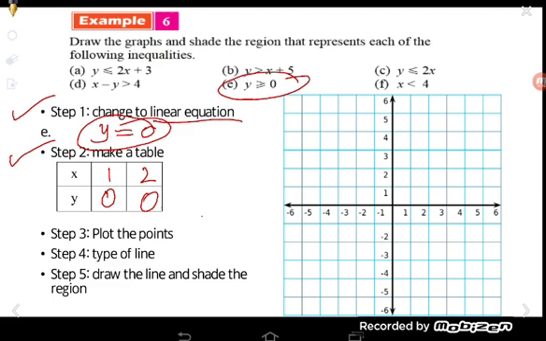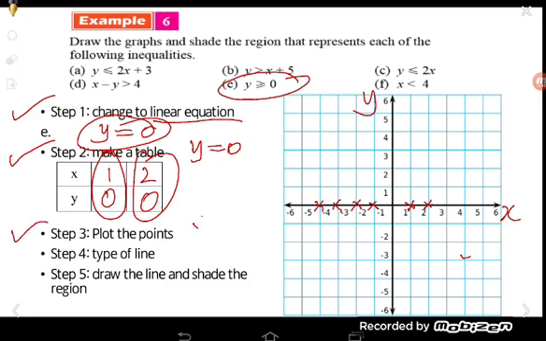So how do you mark it? This is x, this is y. So y 0 will always be where? Okay, let's say 1, 0. Where do you mark it? Here, right? 2, 0, here. So actually, when y equals 0, the line is all over here. So actually, you don't have to plot, and don't have to make a table.